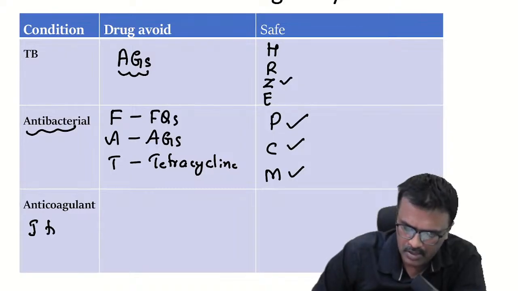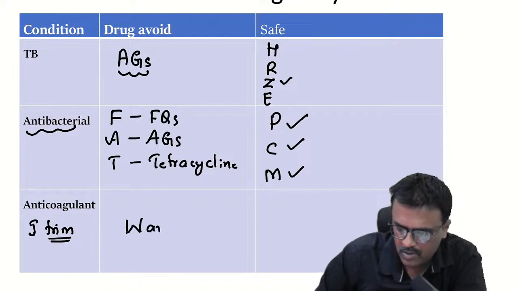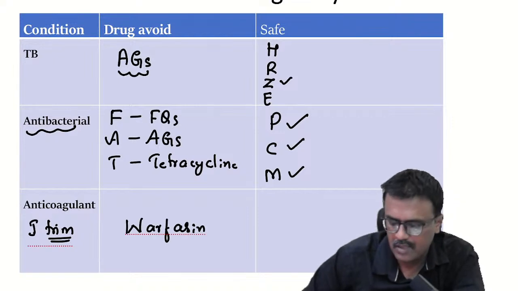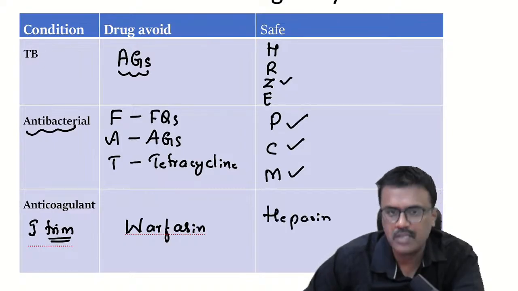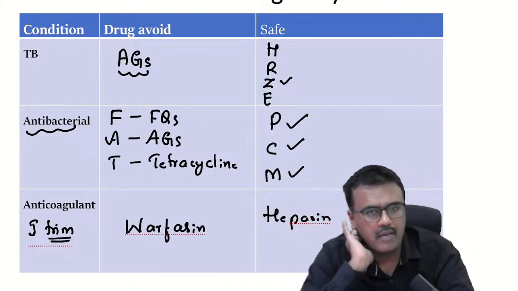Anticoagulant in first trimester. What to avoid is warfarin because it can cause teratogenicity. The safest will be heparin group. Either unfractionated or low molecular weight heparin can be used.